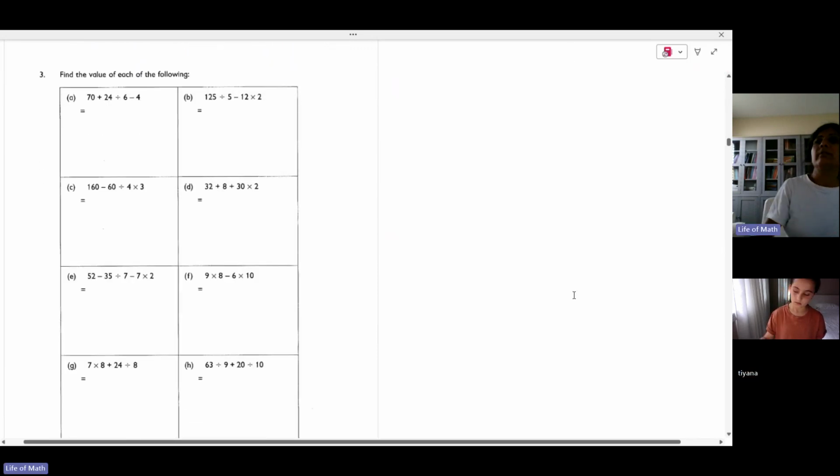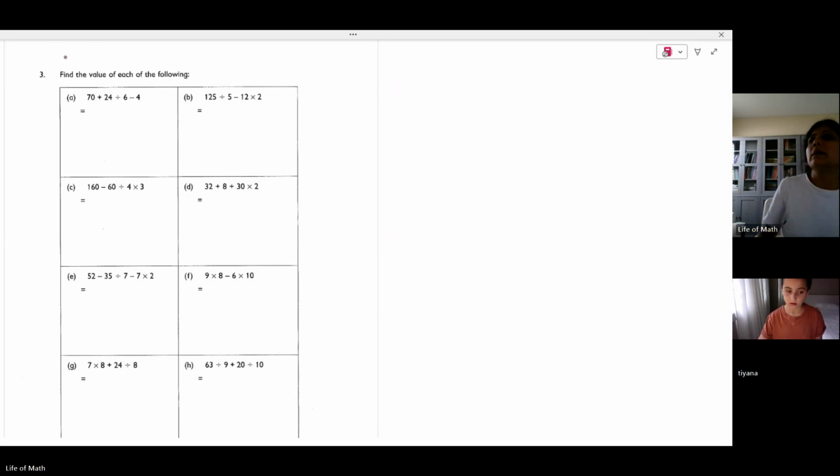Find the value of each of the following. We need to create parentheses first. So write down PEMDAS at the top, so we know the order of operations. PEMDAS.